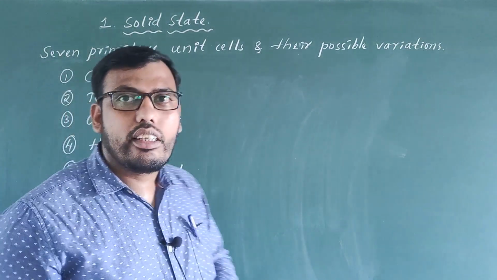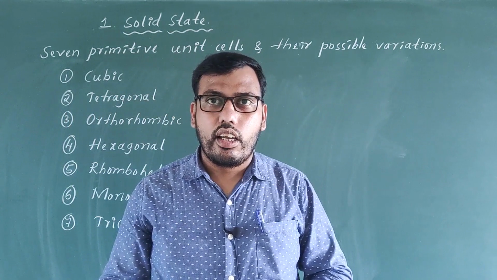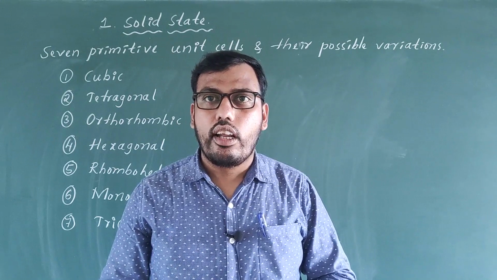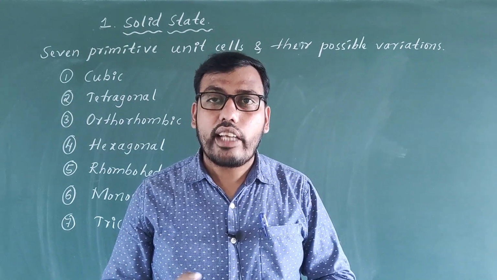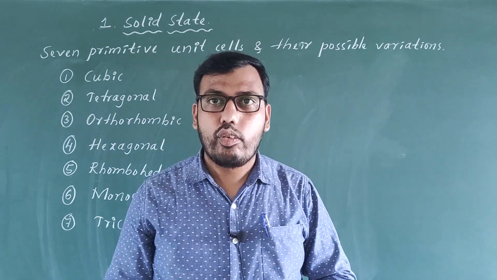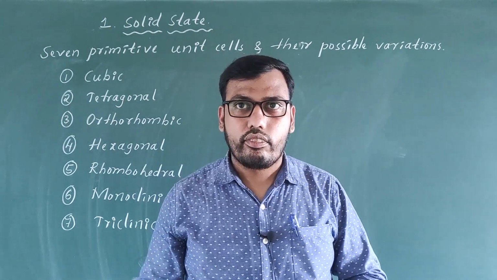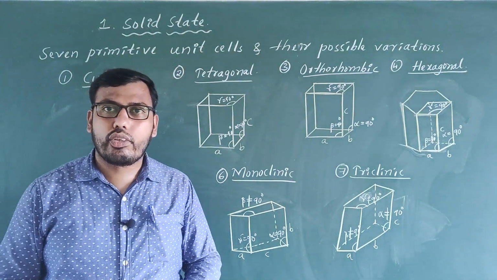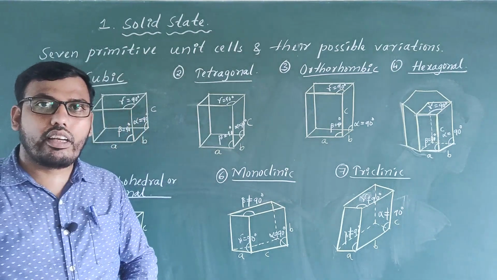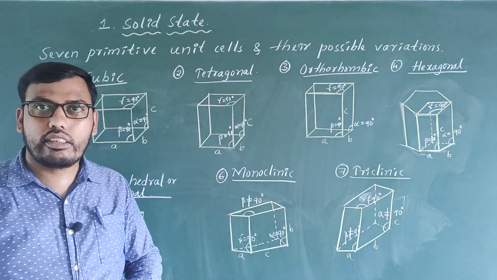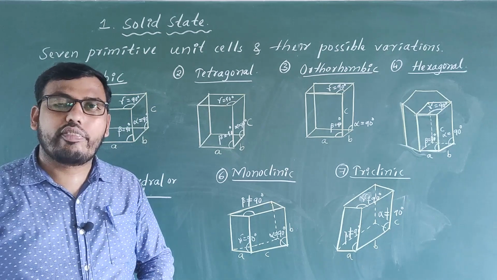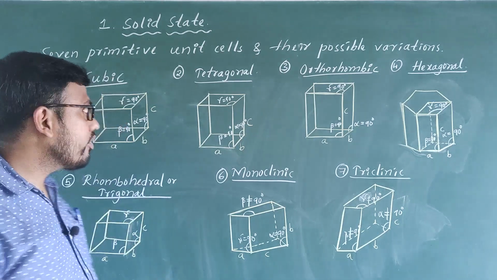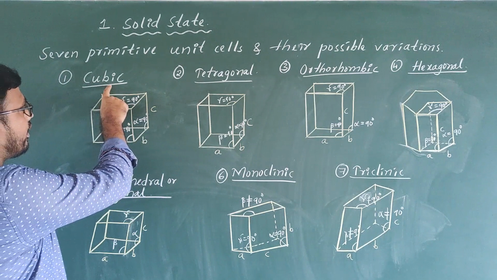How exactly these primitive unit cells appear, how they look, and what their edge lengths and axial angles are, how possibly they are going to vary, we'll see now. So dear students, here are the 7 basic primitive unit cells which are going to show different possible variations as Bravais lattices. So first one is cubic unit cell.